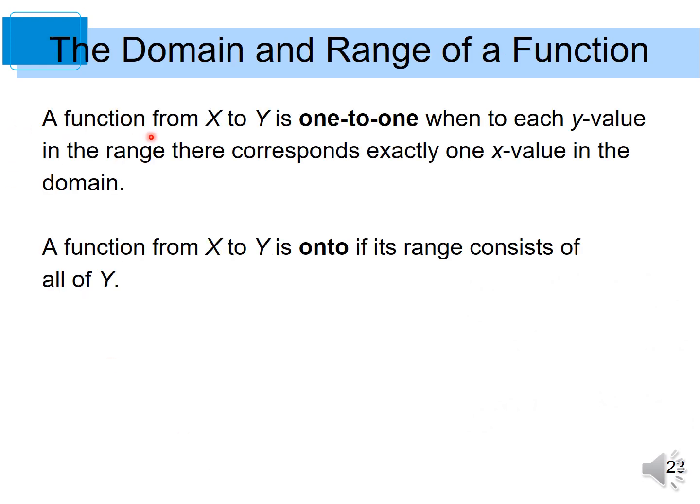A function from X to Y is one-to-one when to each y value in the range there corresponds exactly one x value in the domain. A function from X to Y is onto if its range consists of all of Y.